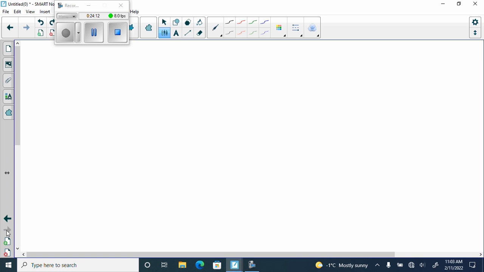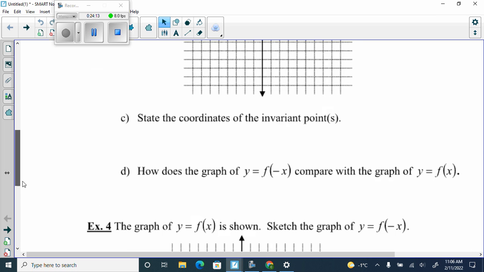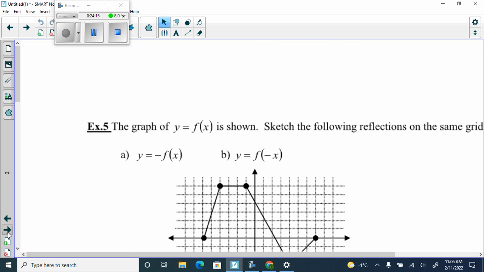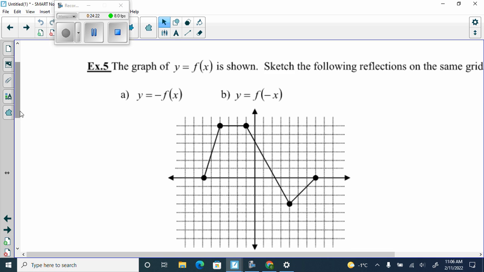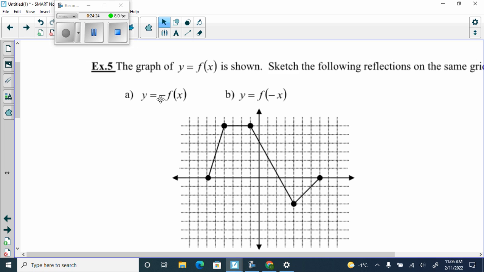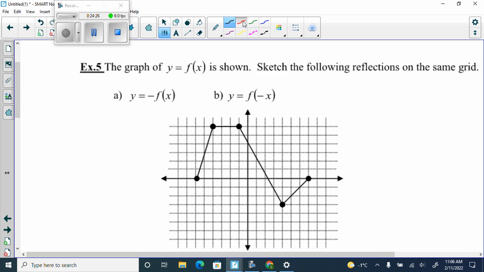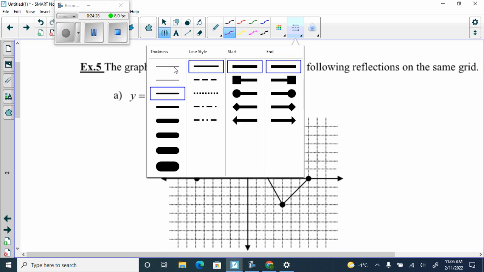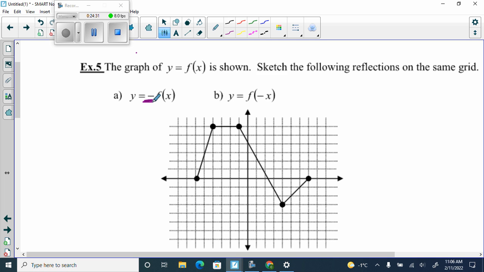Oh, good. I didn't print the right one. So you should be here. Okay, this one here, I want you to sketch the following reflections on this same grid. So is this with the x? It is not with the x variable, so it's going to affect what in mapping? The y. So my mapping, and why am I using mapping? Because that's what we do. True. And why do we do it? Because we're moving what?